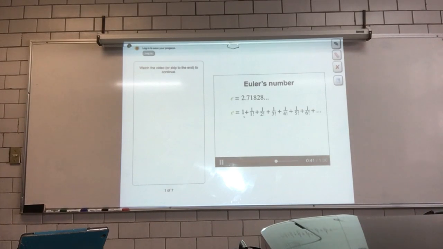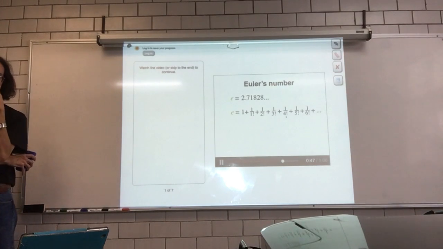One of them is that it's equal to 1 plus 1 over 1 factorial, plus 1 over 2 factorial, plus 1 over 3 factorial, plus 1 over 4 factorial, and so on. As you keep adding the 1 over factorial terms, this sum approaches, or converges, to E. What's the sum of the terms that we've listed here?